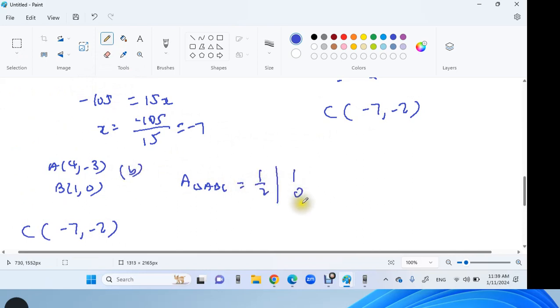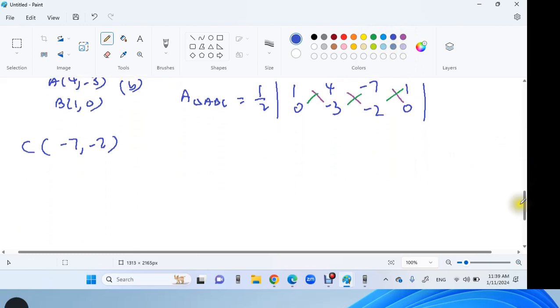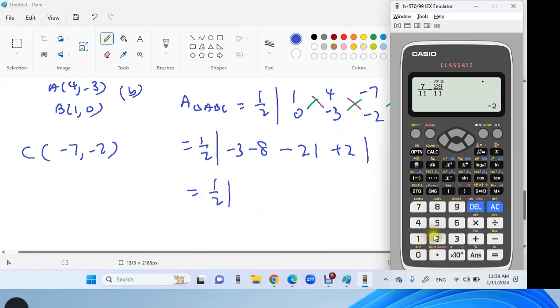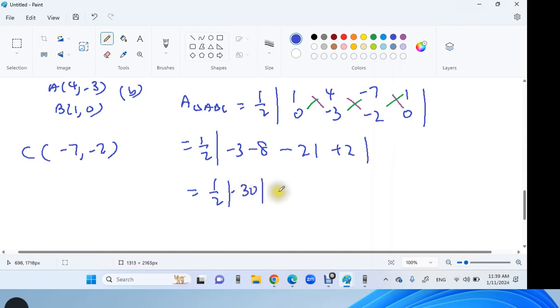We start from (1, 0), and then we go to (4, -3), (-7, -2), and then go back to (1, 0). Then we have the plus here, going down is plus, and going up is minus. So this will become 1 over 2 modulus of -3 minus 8 minus 21 plus 2. So it's -30. So it will become 1 over 2 times 30, that is 15 unit squared. Okay.